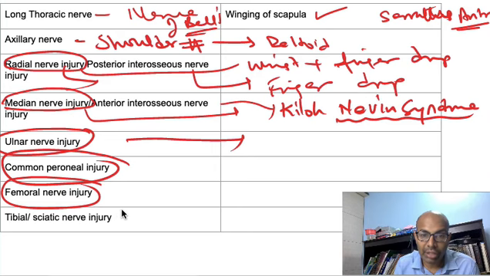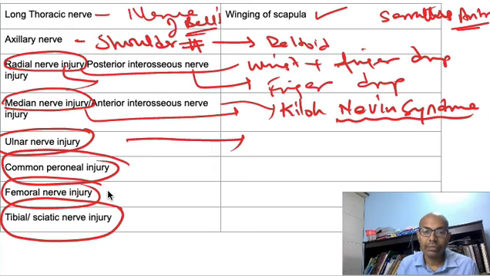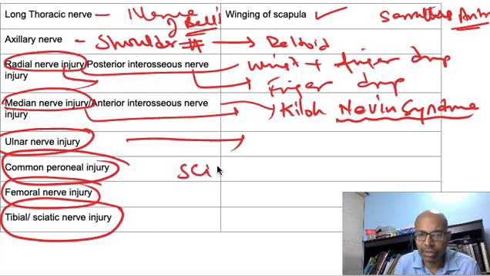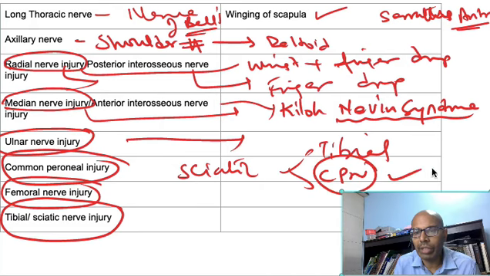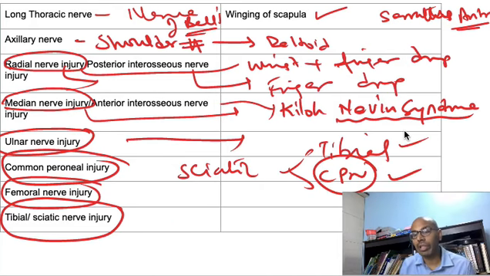Then you have the tibial or sciatic nerve injury. The tibial nerve is also a component of the sciatic nerve. The sciatic nerve has two components: the tibial nerve and the common peroneal nerve. The common peroneal nerve is more commonly affected, whereas the tibial nerve is very less commonly affected. And if the sciatic nerve is completely affected in cases of hip dislocations, then the whole lower limb is affected. All the function of the lower limb is affected.